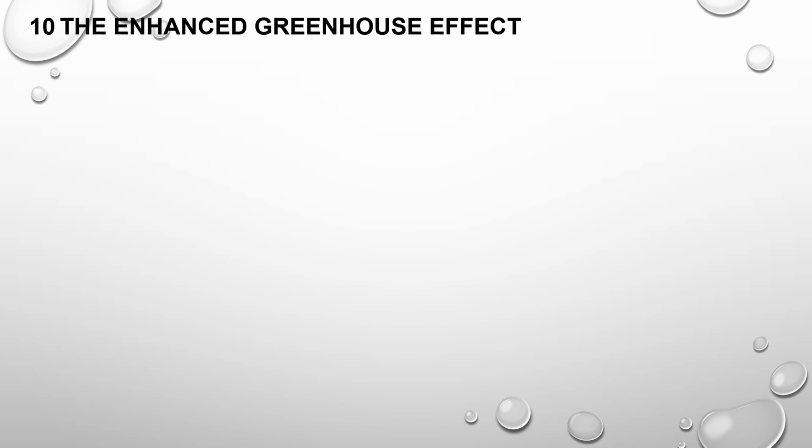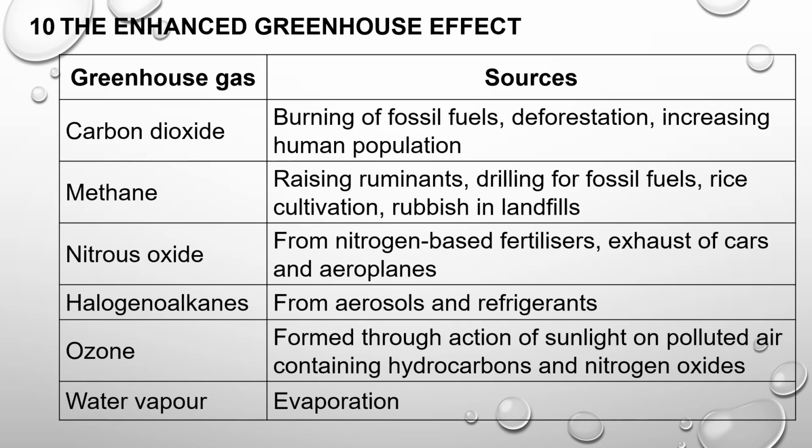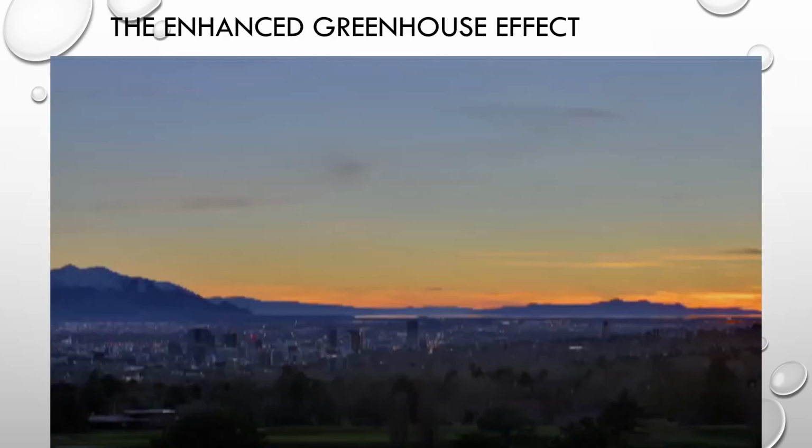Lastly is the enhanced greenhouse effect. The enhanced greenhouse effect talks about the various greenhouse gases that we have in our environment and where they are produced. How are they produced? All the different greenhouse gases. So I have a video here to show you the greenhouse gases effect.